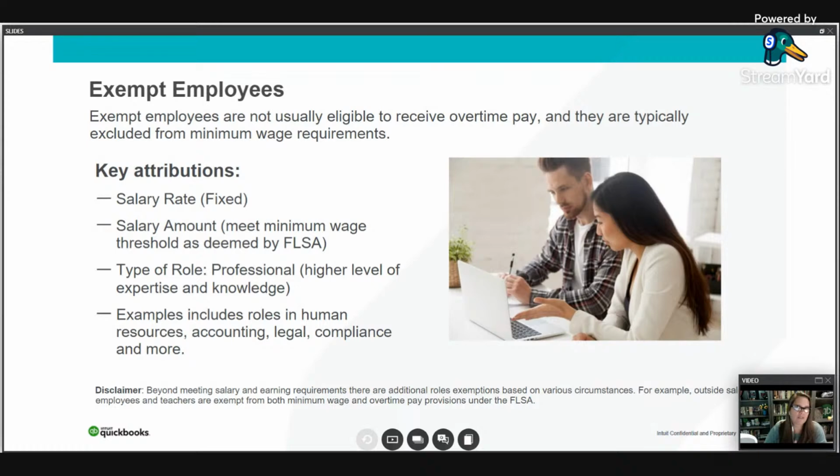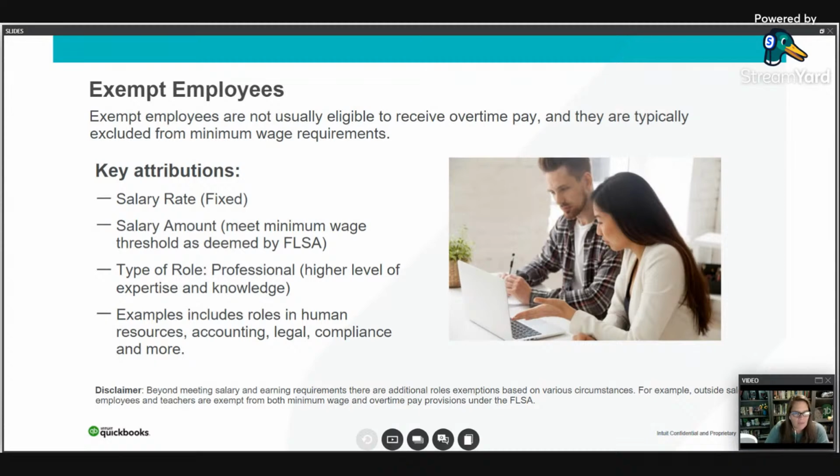Just because someone is on salary doesn't mean that you don't have to pay them overtime. And I have to explain this almost every time I have a new client who wants to do payroll and they want to do salary. It's like, that doesn't mean you're not paying overtime. Even though they're salaried, you still have to pay overtime when they work over 40 hours.